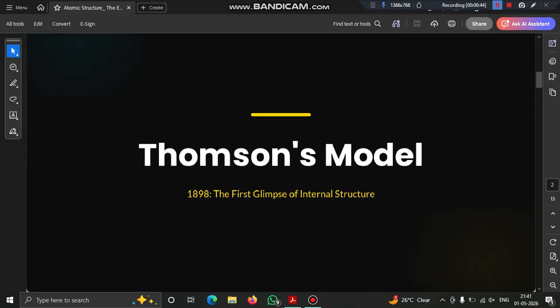Here is the first atomic model, that is Thomson's model. Thomson's model was proposed by J.J. Thomson in the year 1898. He was the first one to propose an atomic model, which is also known as the plum pudding model and the watermelon model, due to its structure.